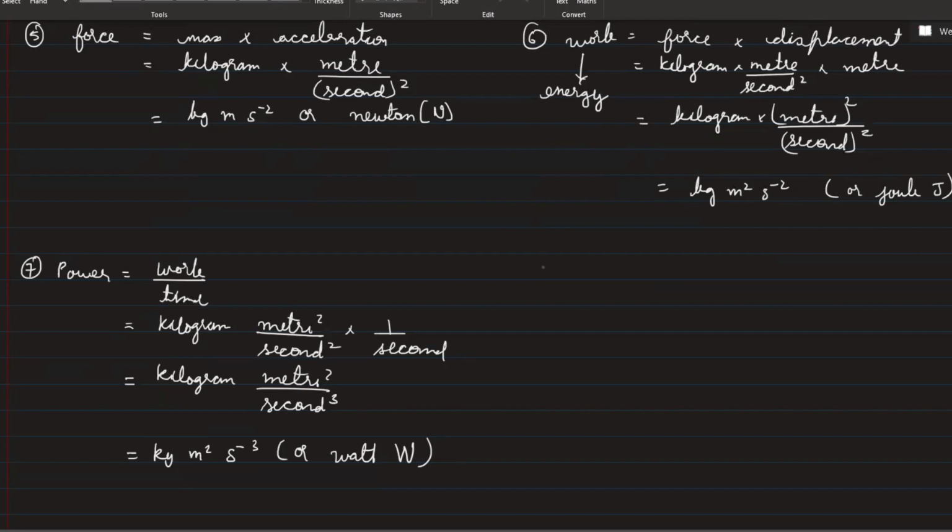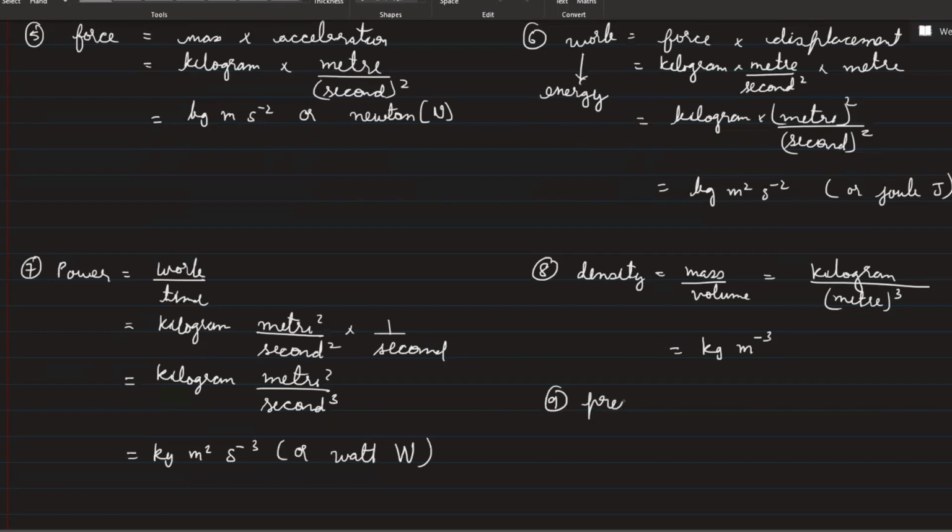Other than that, we can think of density. Density is mass upon volume. Mass is measured in kilogram, and volume we have seen above, that is meter cubed. So this will be kg m minus 3.